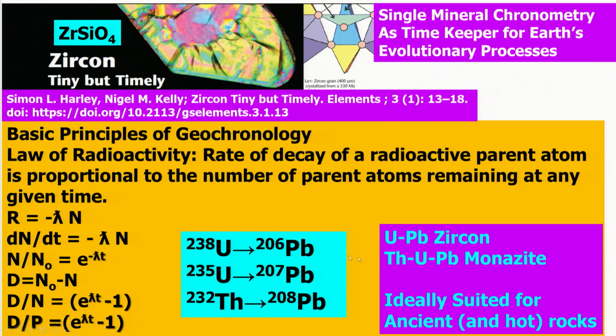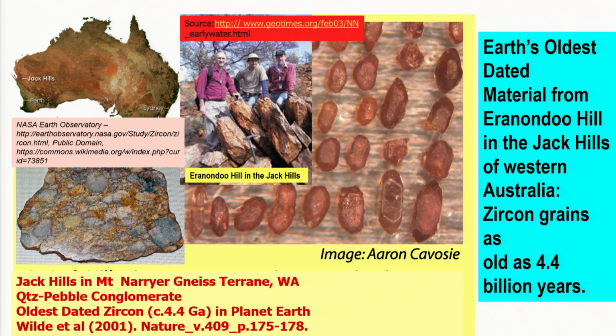Now, zircon and monazite are single mineral chronometers, and they contain uranium and lead and also thorium. These are the decay equations: uranium-238 decays to lead-206, uranium-235 to lead-207, and thorium-232 decays to lead-208. So it is possible for you to measure the isotopic ratio and determine the time. I am giving you an example of how zircon is used in the rock record to find out the earliest history still recorded on Earth.